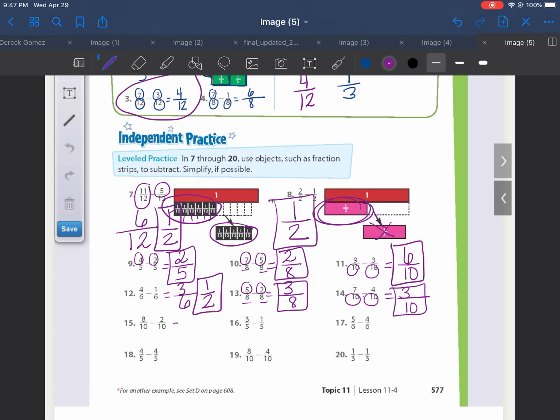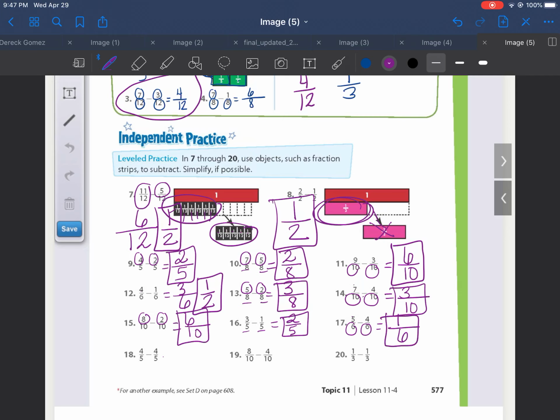Number 14, the denominator will stay the same. 7 minus 4 is 3. Number 15, denominator stays the same. 8 minus 2 is 6. Denominator will be staying the same, which will be 5. 3 minus 1 is 2.